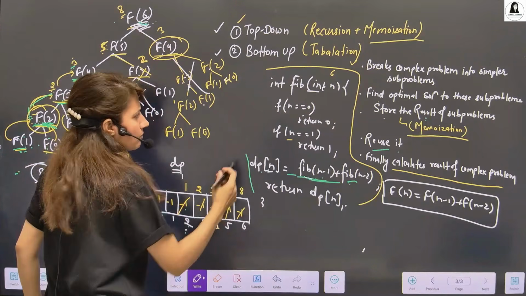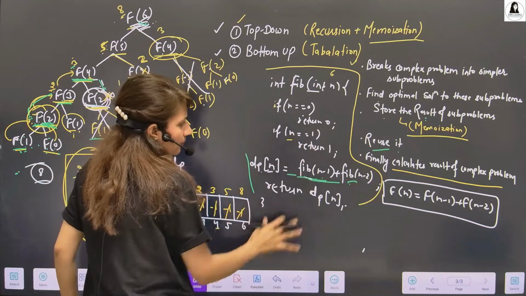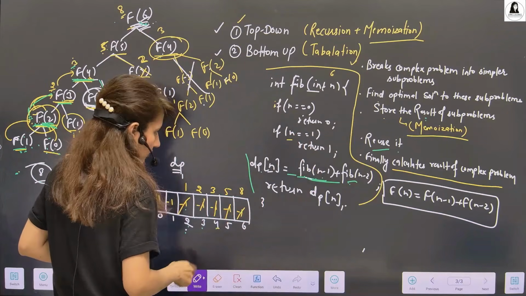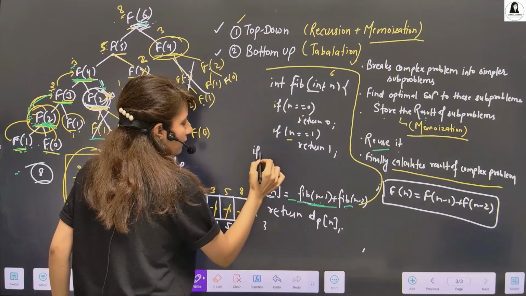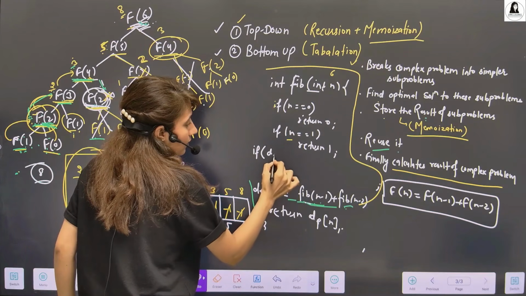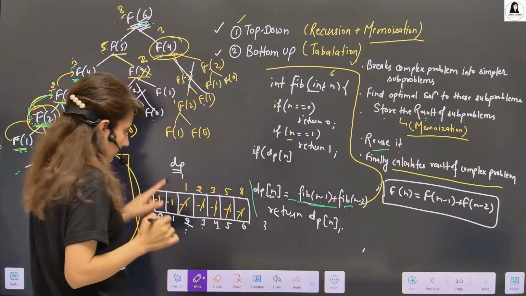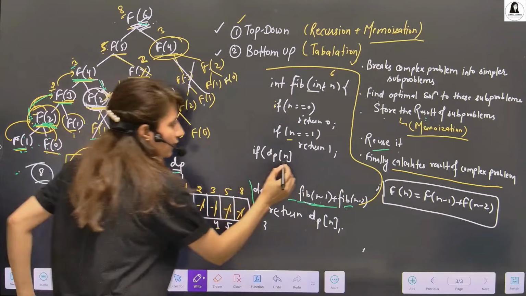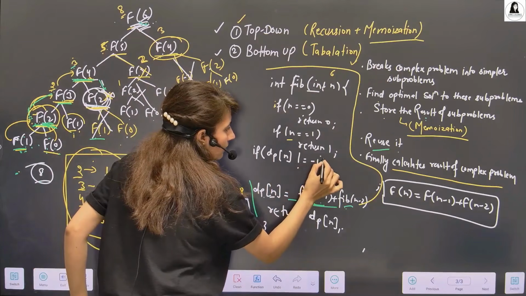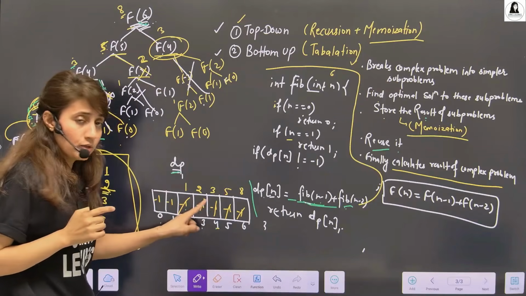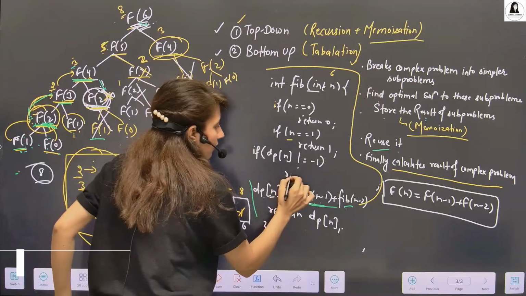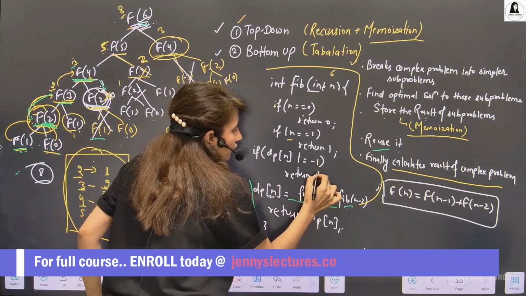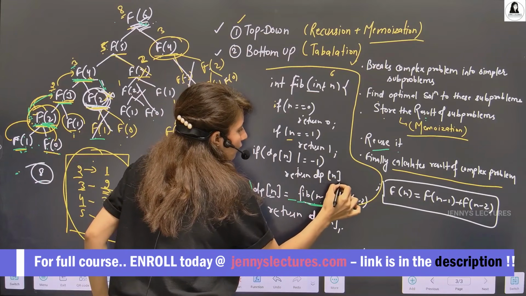Where to write? After checking this base case, before this, I will simply write if dp of n, at this array at nth index, is not equal to minus 1. If it is not equal to minus 1, it means there is some value. So no need to call recursively, just return that value. Just return dp of n.